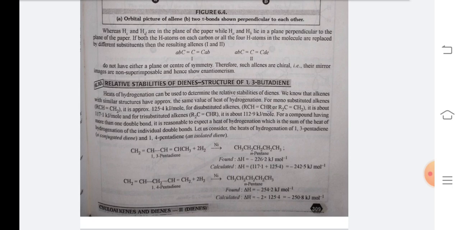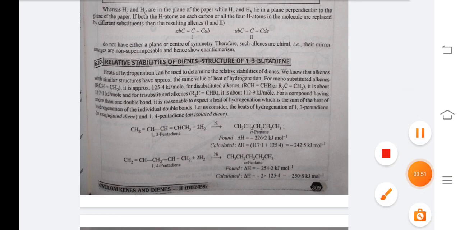Heats of hydrogenation can be used to determine the relative stabilities of dienes. We know that alkenes with similar structure have approximately the same value of heat of hydrogenation. For monosubstituted alkenes, it is approximately 125.4 kJ per mole. For disubstituted alkenes, it is about 117.1 kJ per mole, and for trisubstituted alkenes it is 112.9 kJ per mole.